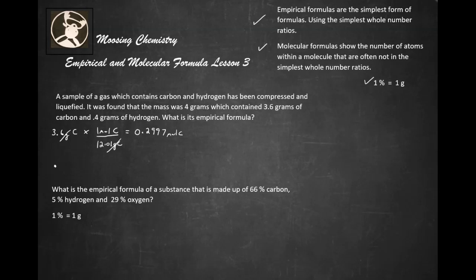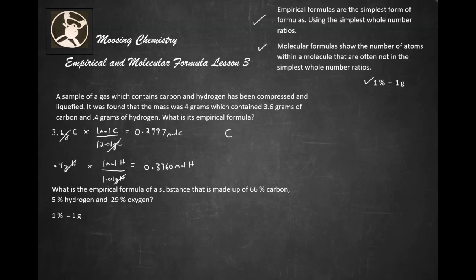The next one is going to be 0.4 grams of hydrogen times 1 mole of hydrogen divided by 1.01 grams of hydrogen. I'm not using diatomic hydrogen here. And when we do that, we come up with the number 0.3960. Okay, dokie. And that's moles of hydrogen.